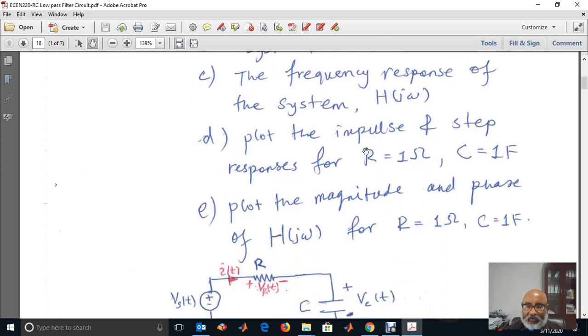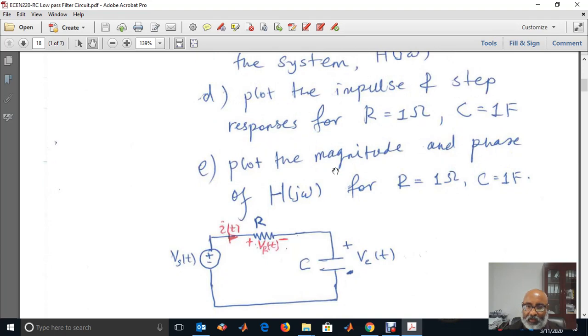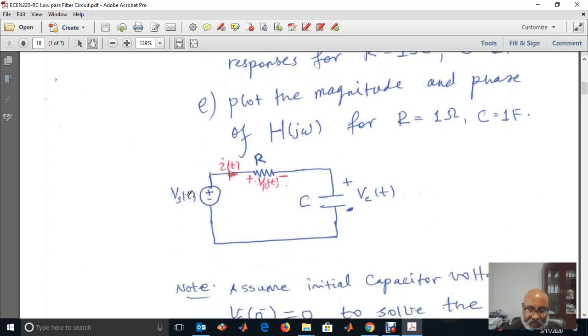And we will plot the impulse and the step response, for example, for R equal to 1 ohm and C equal to 1 farad. We'll plot both the magnitude and the phase part of the frequency response. Okay, this is the RC circuit.